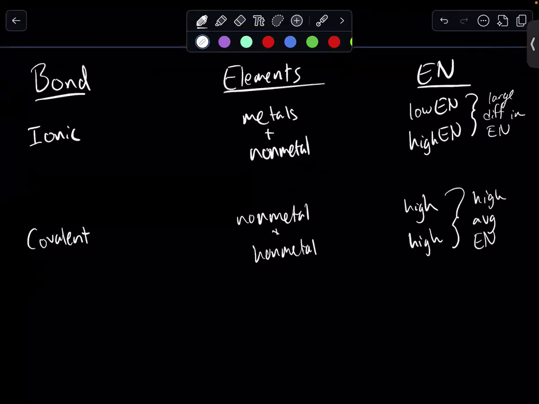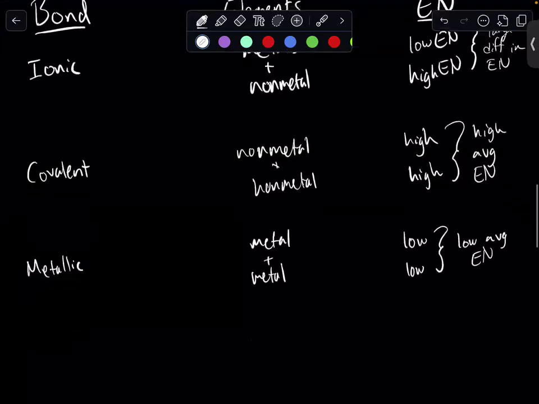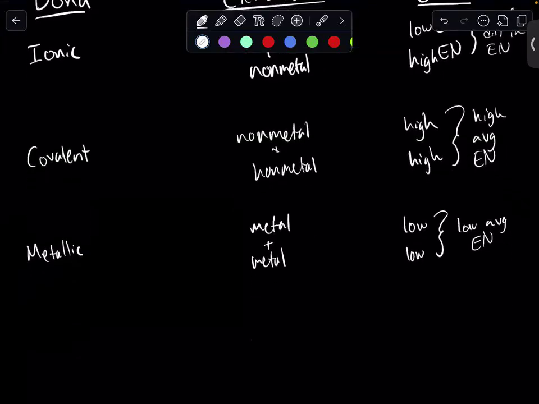And now we have metallic. Metallic is definitely a metal plus a metal. These both have low electronegativity values, and here we're going to have a low average electronegativity. So this is what we can base our bonding triangle off of. And this triangle will be in all your DP Chem data booklets.